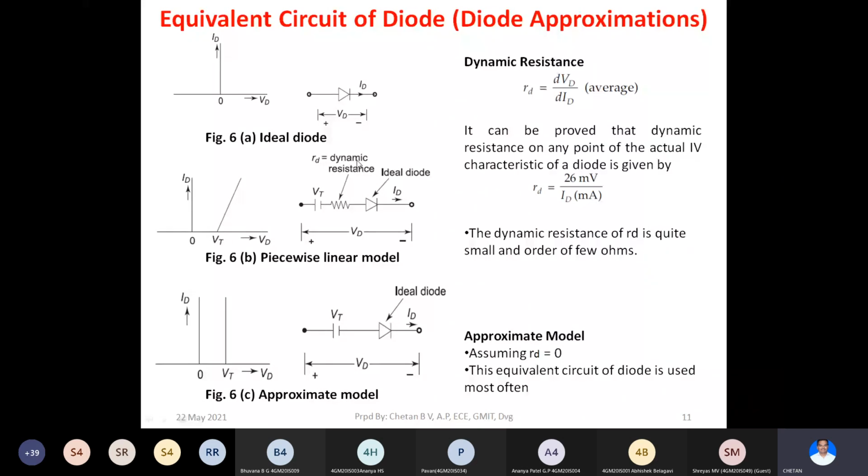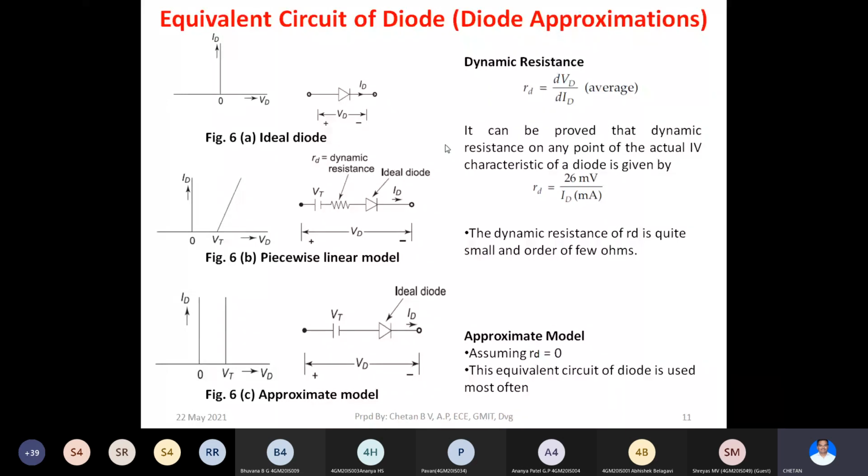There are actually three equivalent circuit models for this diode. They are also called diode approximations. The first one is for the ideal diode. So the diode is basically working like a switch, a switch in ideal condition. How would a switch work in an ideal condition? When you turn on the switch, immediately the current will flow.